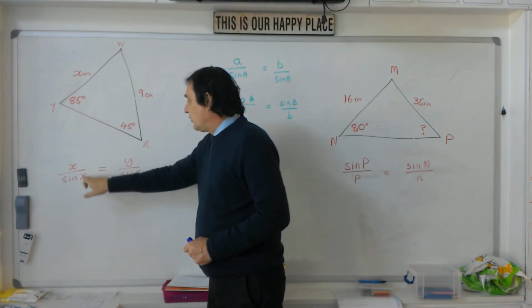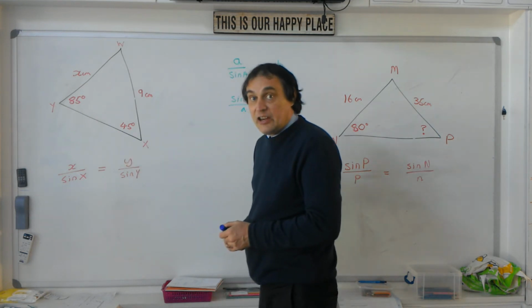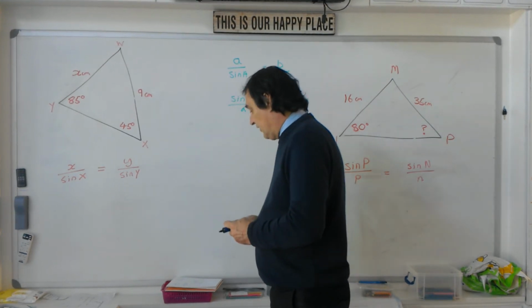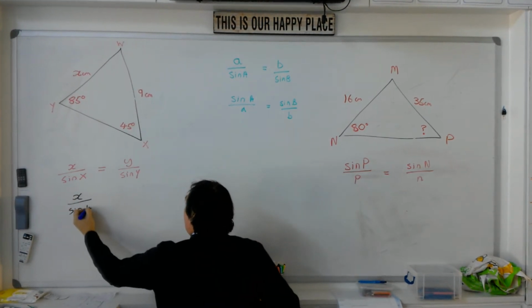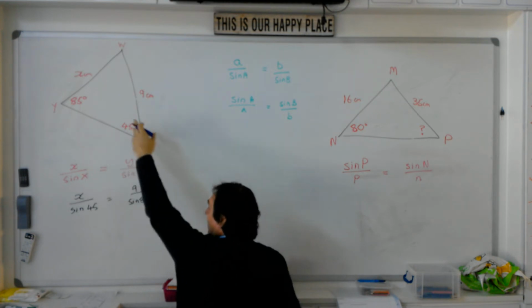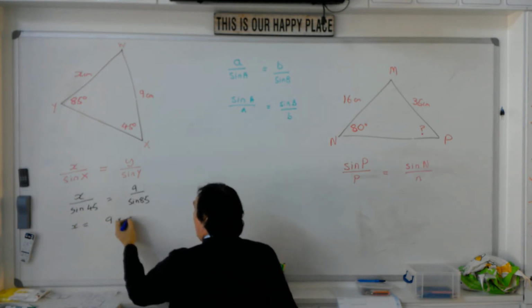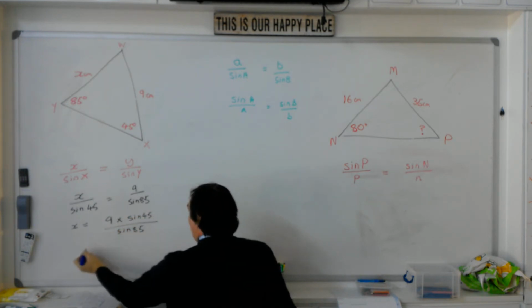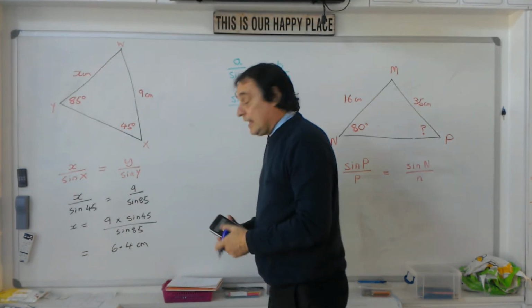So in our case, x over sine x is equal to y over sine y. Remember, the little letters are the lengths of the sides and the big letters are the size of the angle. So substituting gives me x over sine 45 is equal to 9 over sine 85, matching up the letters with all the numbers there. Rearranging gives x is 9 times sine 45 over sine 85, and that gives us an answer of x is 6.4 centimetres. Of course, we're pressing the sine buttons on the calculator here.